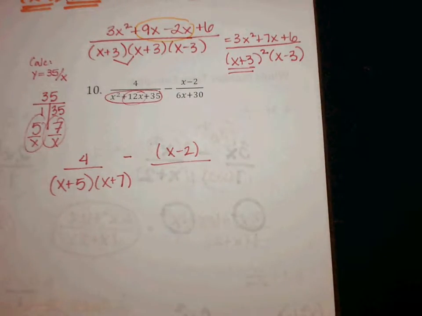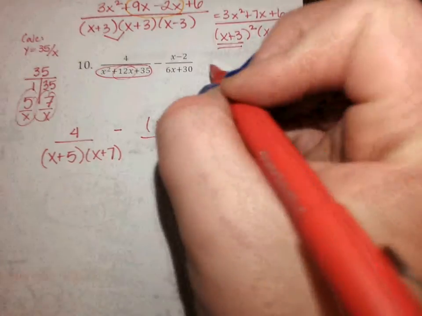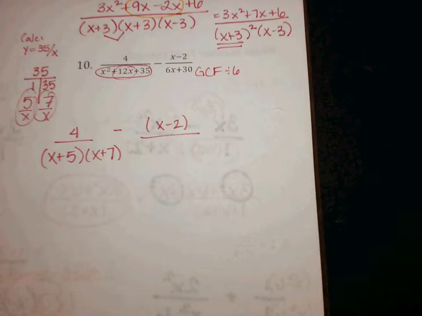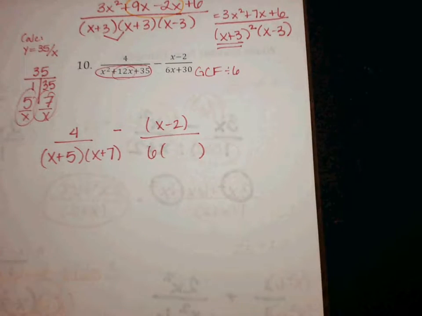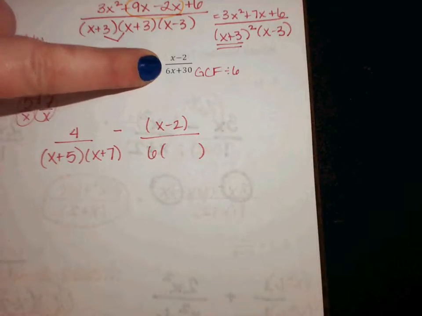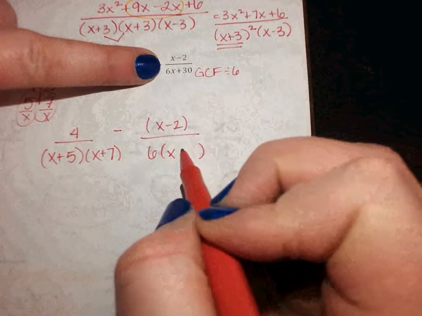How are we going to factor that bottom part? GCF. What can they both divide by? 6. Very good. Divide by 6. So remember, your 6 goes in the front, and then you're going to put whatever's left over. If it was a 6x, and I divided it by 6, what's left now? Just an x. What about 30 divided by 6? 5.